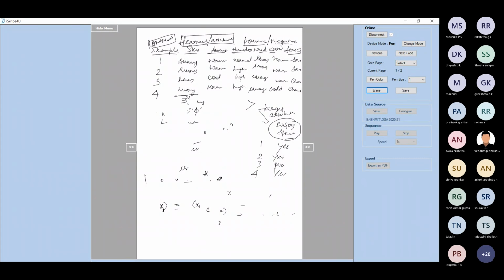Okay. Okay, let me see if I can write in this page. That'll be great. Okay, super.